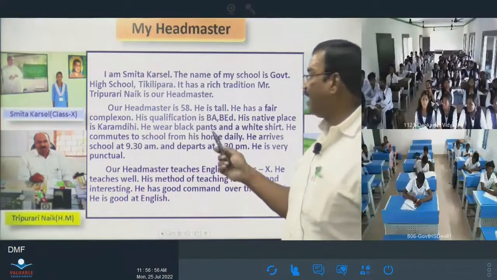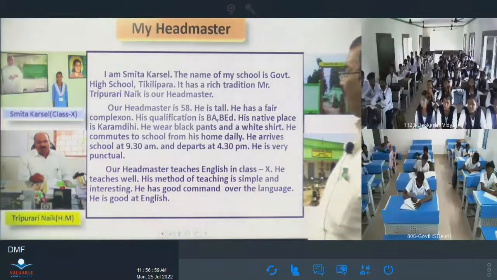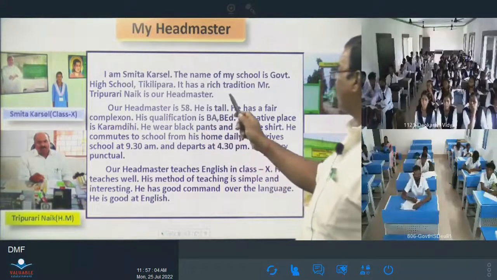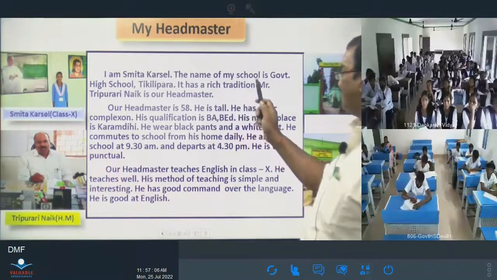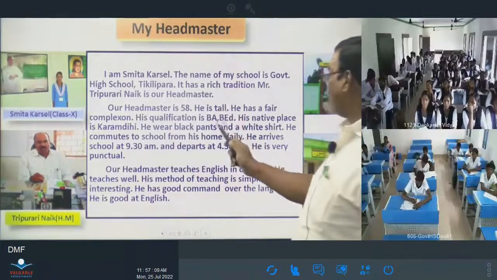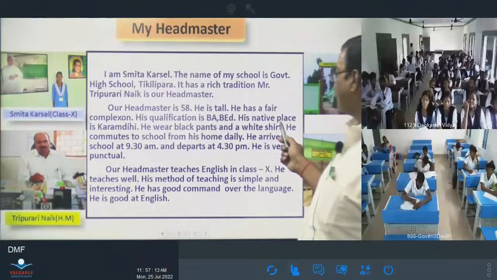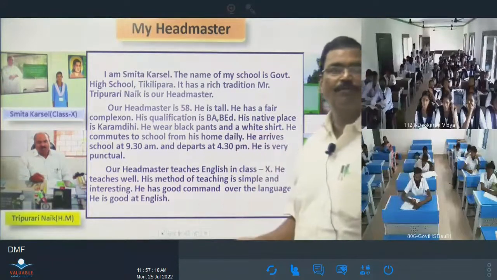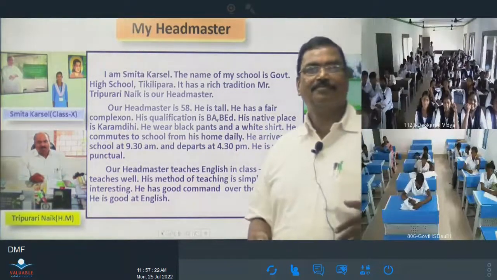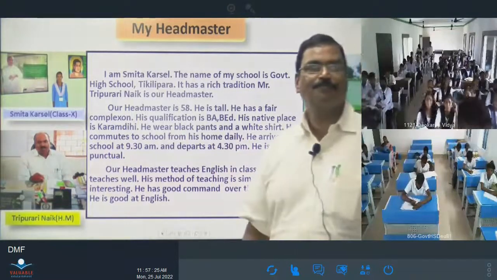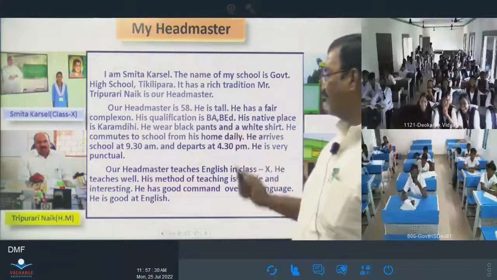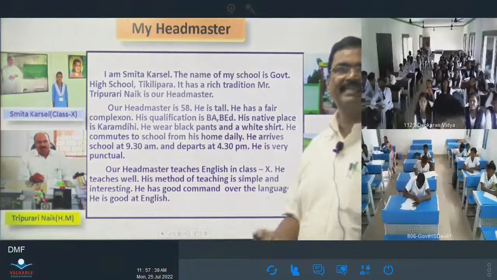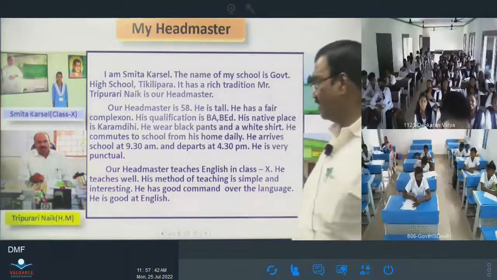So in this paragraph, you find the age of the headmaster, his height, his complexion, his qualification, his native place, his uniform, and how he comes to school, his arrival and departure from school. So this comes in the second paragraph. Then we shall proceed to the third paragraph: the subject he teaches and how he teaches.